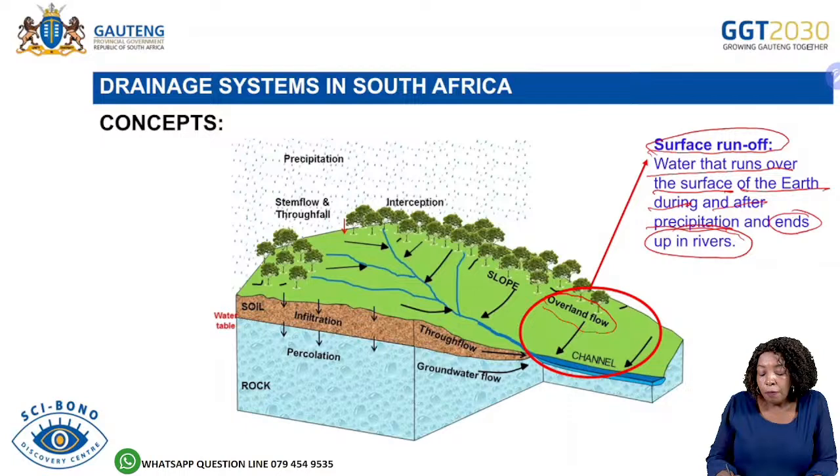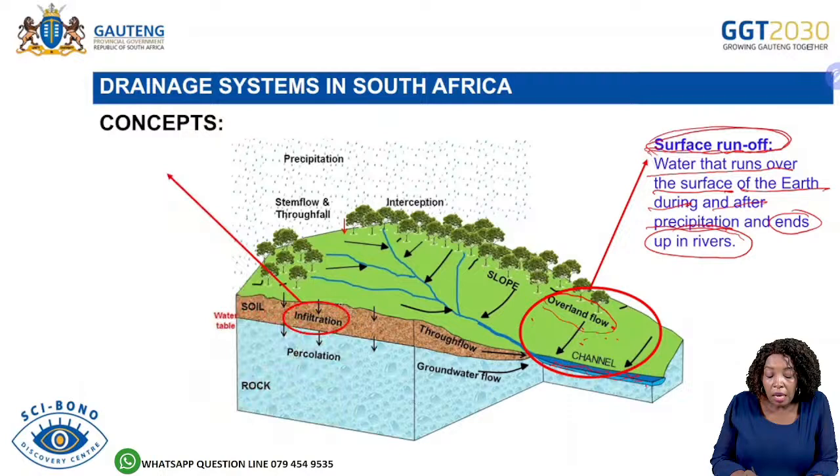So when it rains, when the surface area has reached saturation, where we cannot have more water infiltrating the ground, the water will start to flow away on the surface. As it flows on the surface, it is channeled into a river. So this water that flows on the surface after precipitation is referred to as a surface runoff.